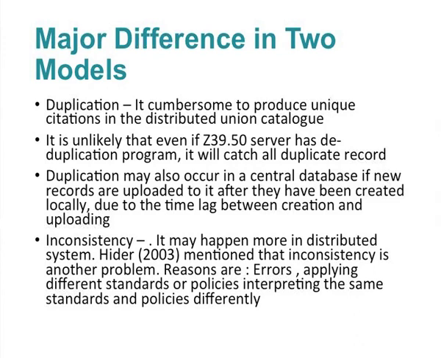Another problem in comparing these two models is inconsistency. It may happen more in a distributed system. Consistency is essential for the success of a union catalog, but inconsistency is a major problem with the distributed system. Haider mentioned that inconsistency is another problem, and the reasons are errors in the catalog, applying different standards or policies, and interpreting the same standards and policies differently.